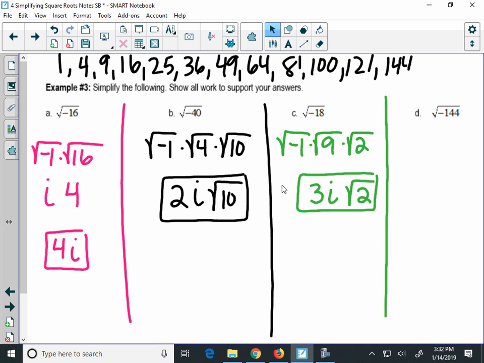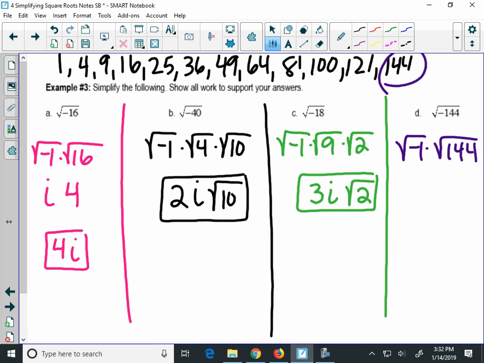Finally, in D, we're going to rewrite this. Square root of negative 1 times, well, notice radical 144 is on our list. So that is a perfect square that I can simplify. The square root of 144 is 12, and I'm going to put an i on the end for the square root of negative 1.